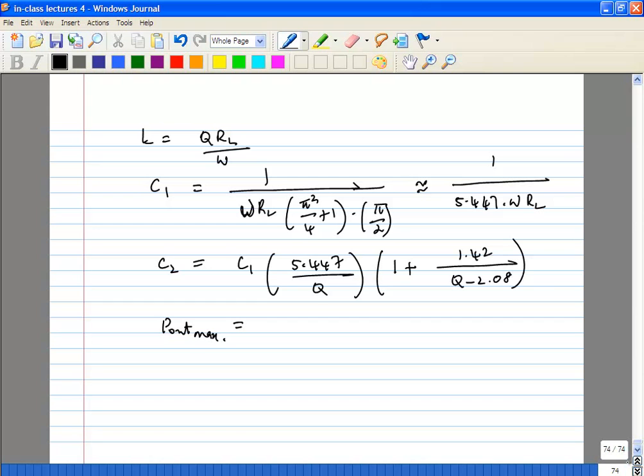And you can show that your P out max is 2 over 1 plus pi square over 4, times VDD square over RL. Don't worry too much about these numbers. They are just specific design equations, but you can always refer to them.